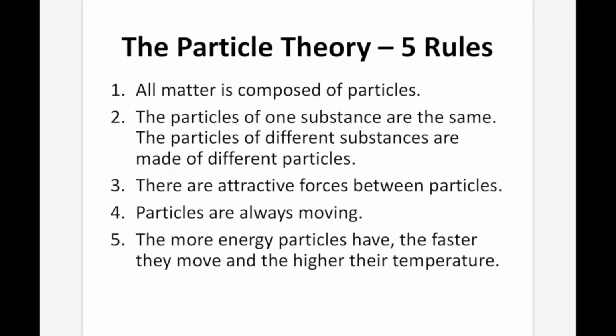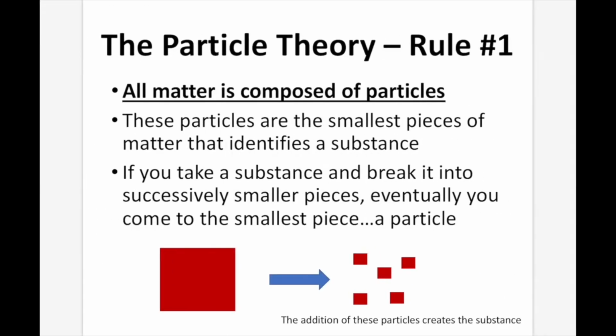The particle theory, 5 rules. Number 1, all matter is composed of particles. Number 2, the particles of one substance are the same. The particles of a different substance are different. Number 3, there are attractive forces between particles. Number 4, particles are always moving. And number 5, the more energy particles have, the faster they move and the higher their temperature. Now we're going to go through each one.